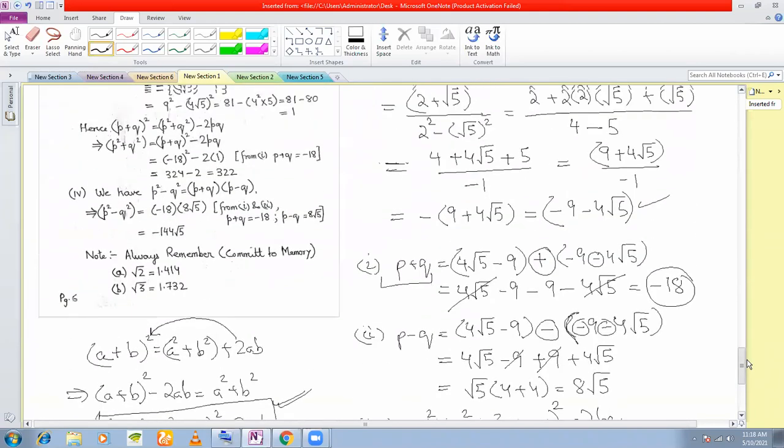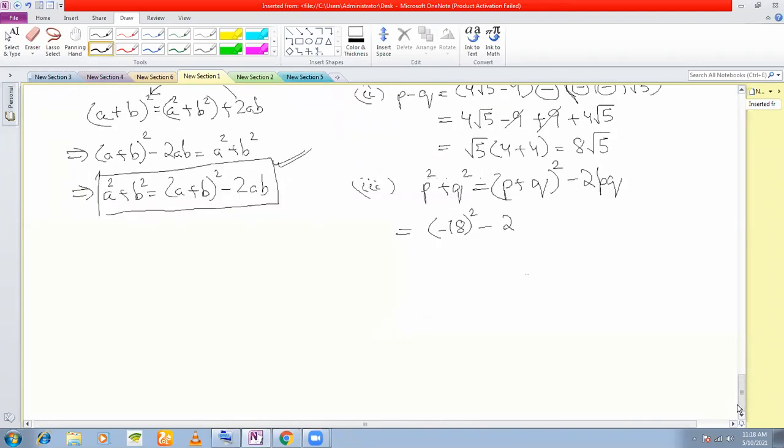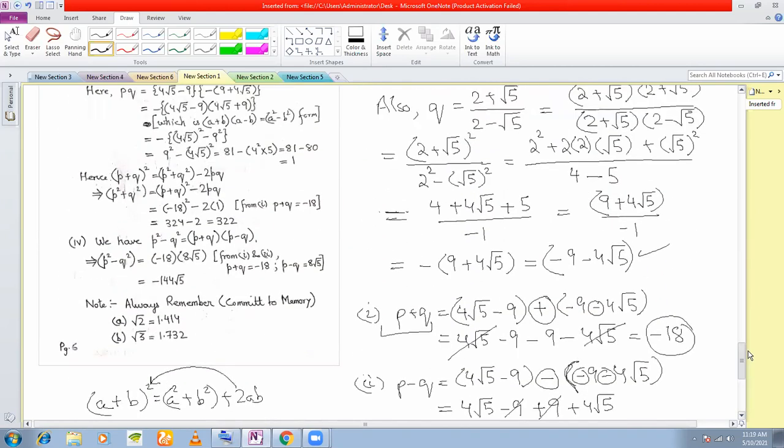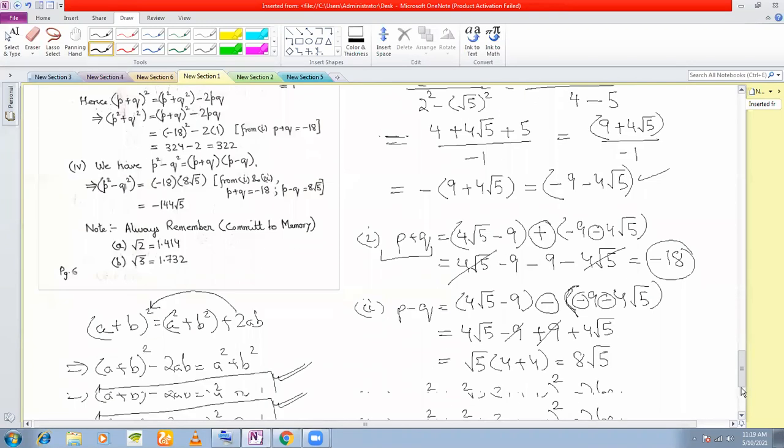Now what is the value of P and what is the value of Q? Put the values of P and Q. The given value of P here is 2 minus root 5 divided by 2 plus root 5, and the given value of Q here is 2 plus root 5 by 2 minus root 5. Now this becomes 18 square. How much is 18 square? Yes, let me check here. 18 square is 324. Fine.